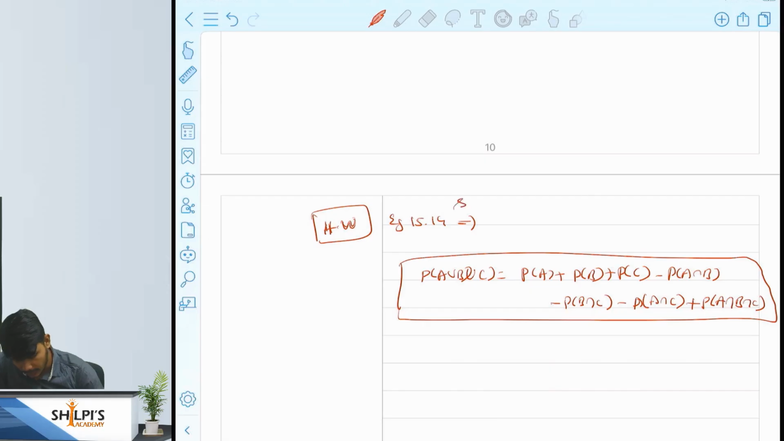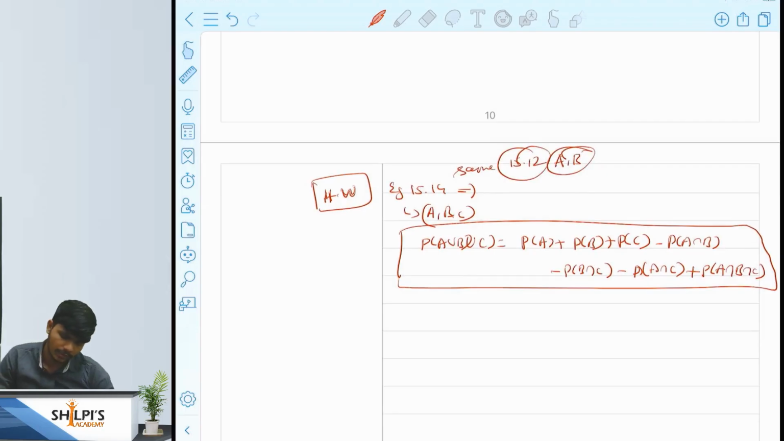this is the same as 15.12, but that had A and B as two events. This problem has A, B, C as three events. So that is the difference between those two sums, but the process is the same. Here also you are going to find the number of surveys between those three events. So you can take this sum, 15.14, as homework.